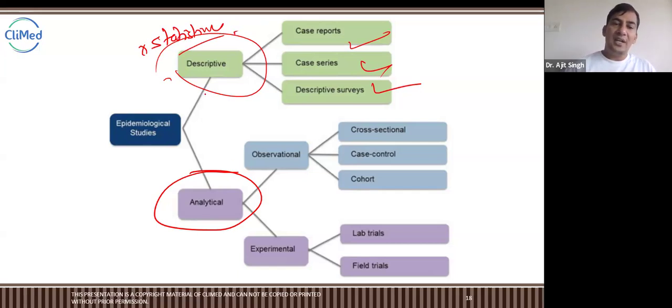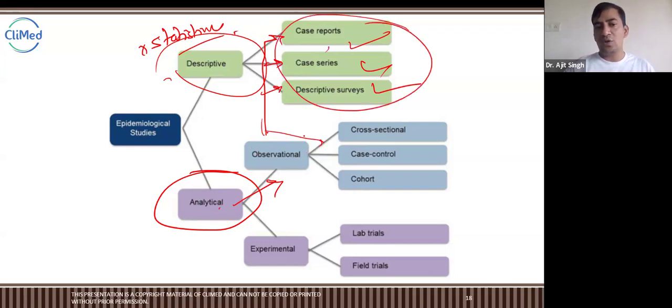Okay, and in the analytical, if you go, there are observational studies. So guys, one more thing: these all are also observational studies. You can connect like this also, this then this type. Descriptive are also observational studies, right?